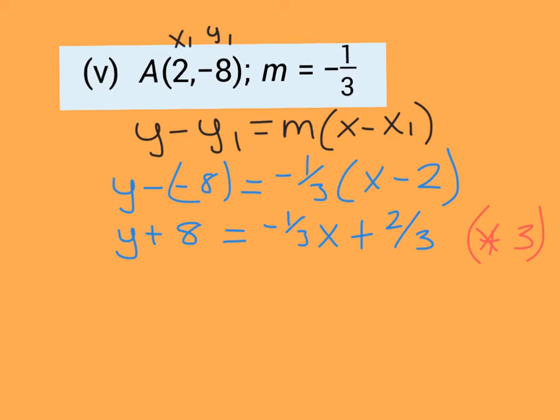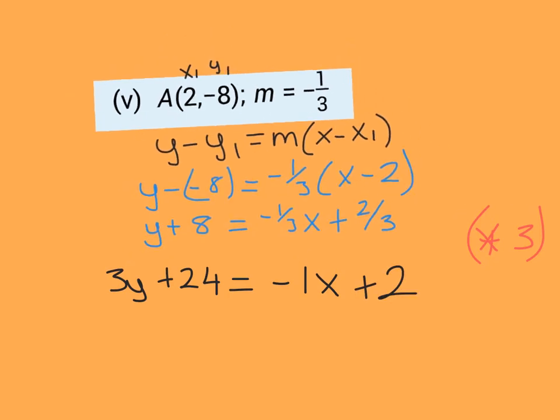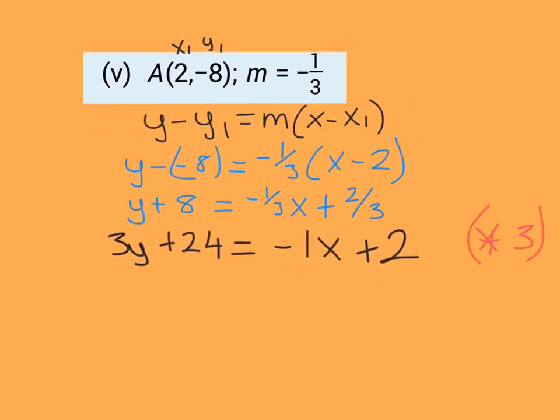Okay, so if I go ahead and do that, then 3 by y gives me 3y, 3 by 8 gives me plus 24, equals 3 by a third gives me minus 1x. I'm just going to leave the 1 there for now. And then 2/3 multiplied by 3 gives me plus 2. Okay, and it just gets rid of the fraction, makes things an awful lot simpler for us.